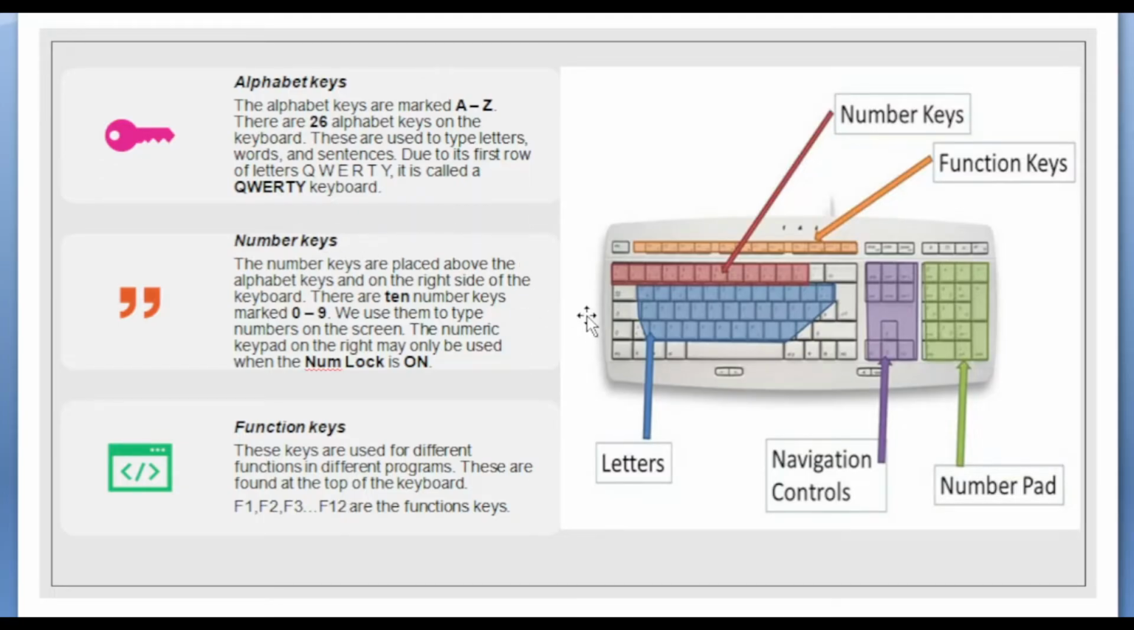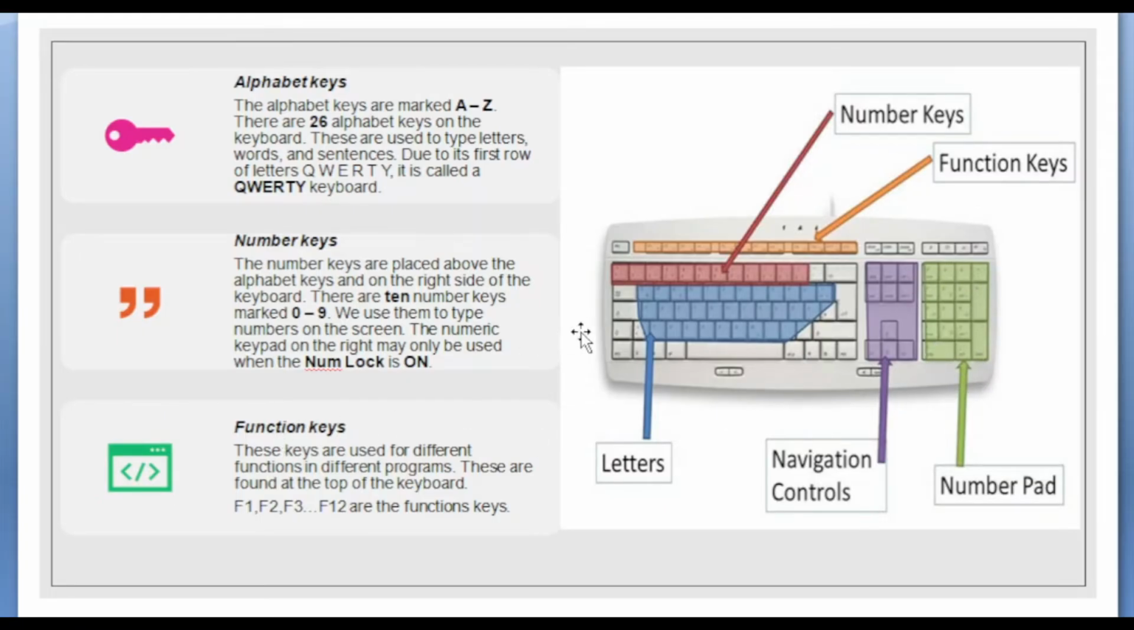Next, number keys. Number keys are located just above the alphabetical keys. Here you can see them in, I think, pink color. Also, another number pad is located on the right hand side of the keyboard. Here you can see it in green color. But one numlock switch is there. Until it is on, this pad is inactive.